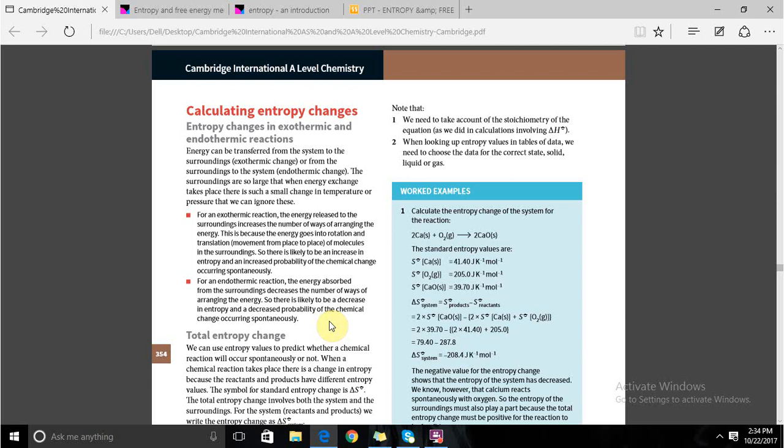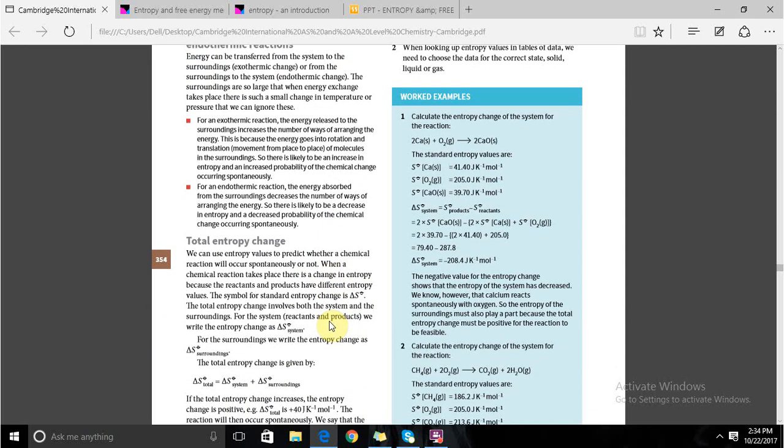And then we have number two: when looking up entropy values in tables of data, we need to choose data for the correct state, because they have different values depending on the state they are in and even the temperature. But because we're talking about standard, they will be at the same temperature of 298 Kelvin, which is 25 degrees Celsius. Now we have a worked example here, and we're getting a delta S naught system which is in the minus, which shows that the entropy of the system has fallen. We know, however, that calcium reacts spontaneously with oxygen, so the entropy of the surroundings must be playing a huge part in making the total entropy change positive in order for the reaction to be feasible.